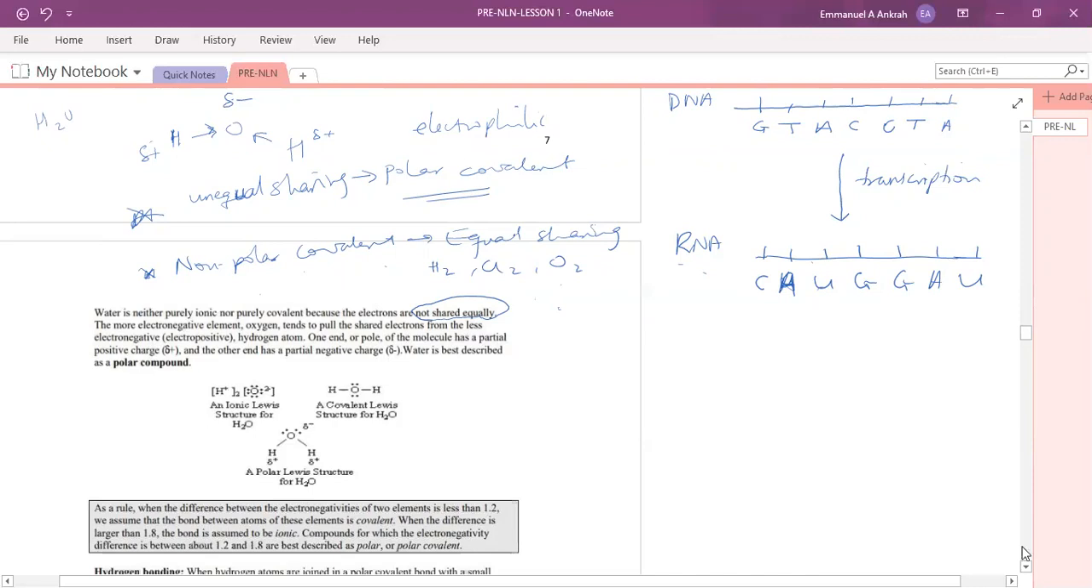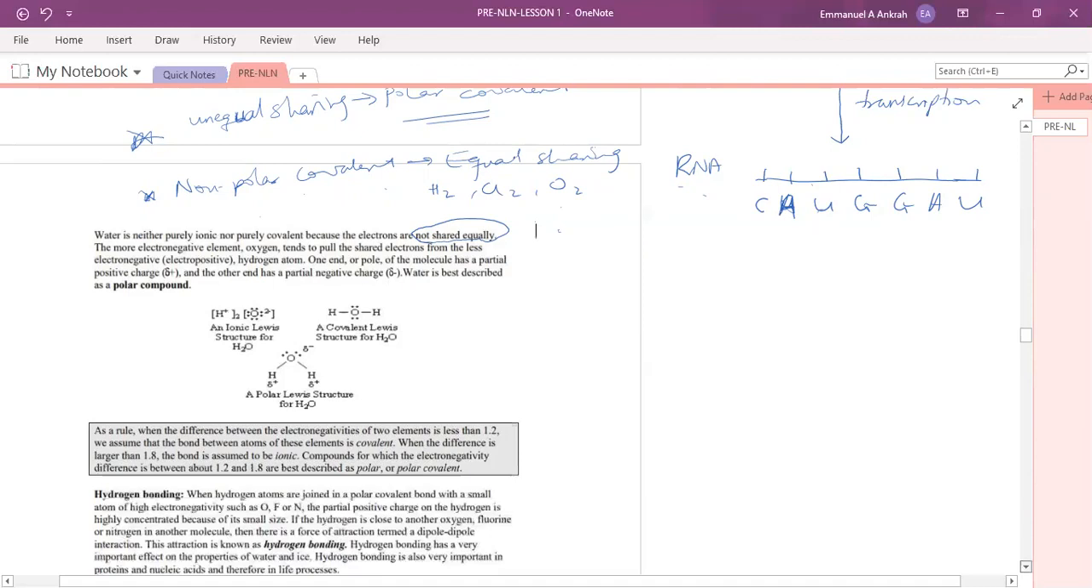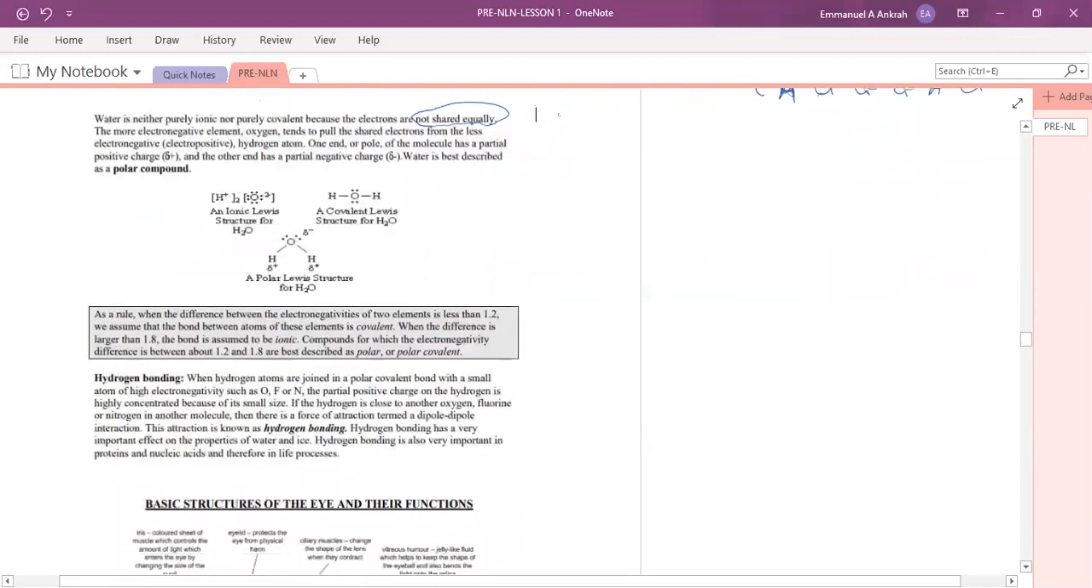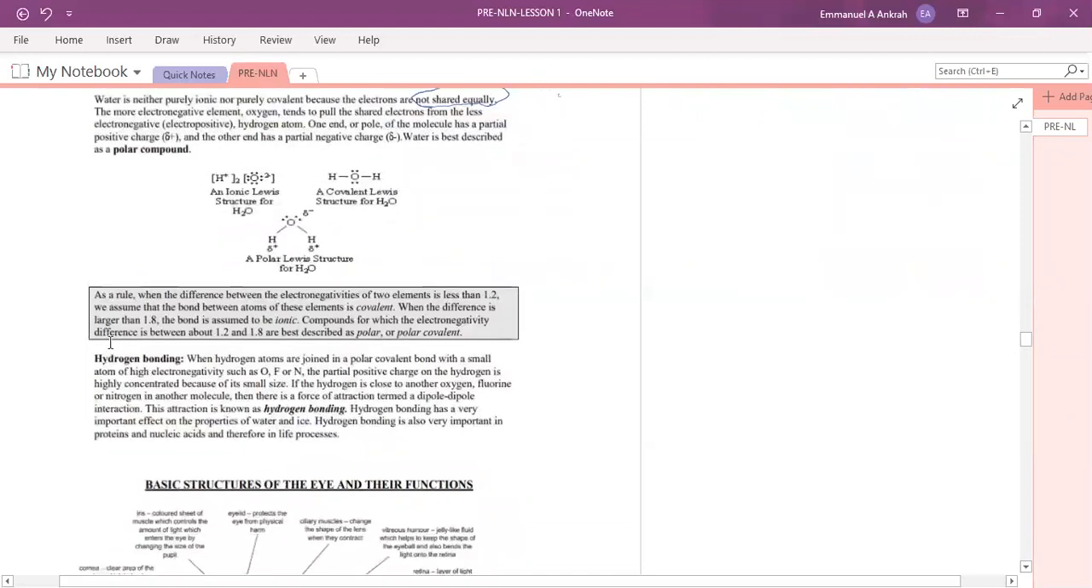All right, so that is what I have on the screen here. A little explanation to explain the electronegativities. So I said that as a rule, when the difference between electronegativities of two elements is less than 1.2, we assume that the bond between the atoms of this element is covalent. When the difference is larger than 1.8, the bond is assumed to be ionic. Compounds for which the electronegativity difference is between 1.2 and 1.8 are best described as polar or polar covalent, right?